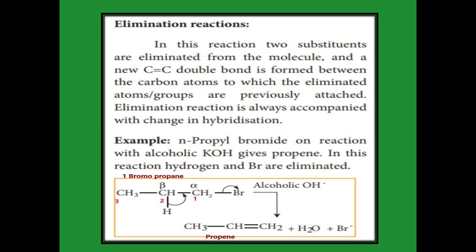Here the second carbon is called the beta carbon. It eliminates one hydrogen, so we get CH3 single bond CH double bond CH2, that is propene. Then the eliminated hydrogen combines with OH minus and gives water, and the eliminated Br minus combines with the potassium and gives potassium bromide.